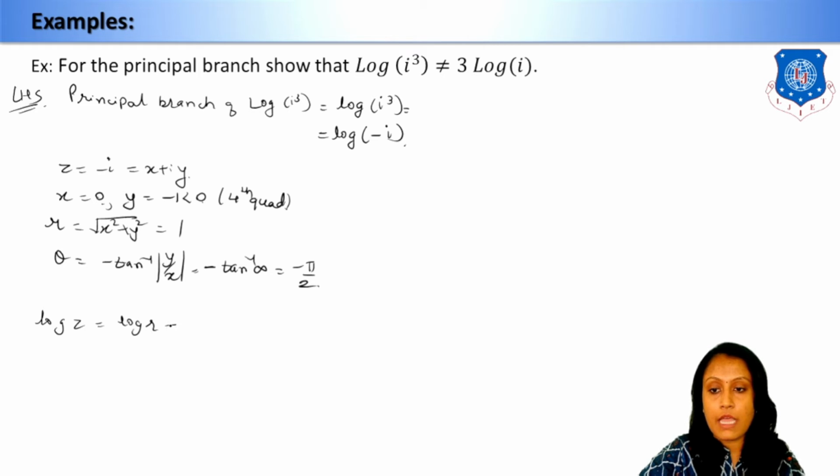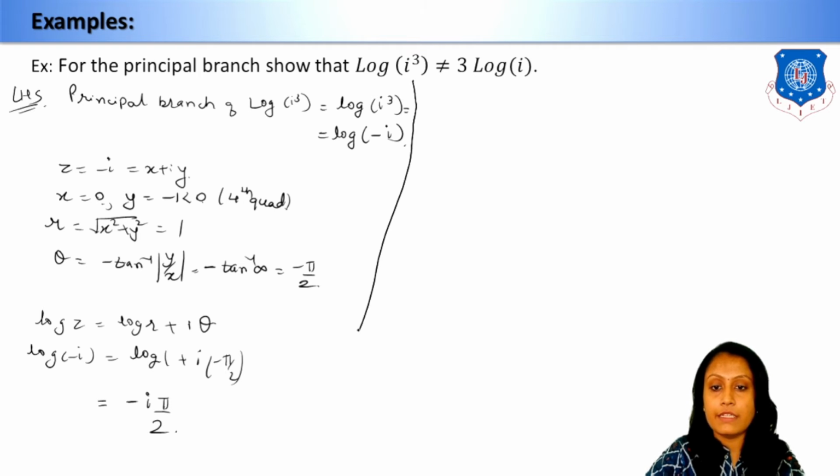log r plus I theta, right? Now just substitute the value of r and theta. So log of minus I is what? R is 1, so log 1, right? Plus I and theta is minus pi by 2. Now we know that answer of log 1 is 0, right? Therefore final answer is minus I pi by 2.